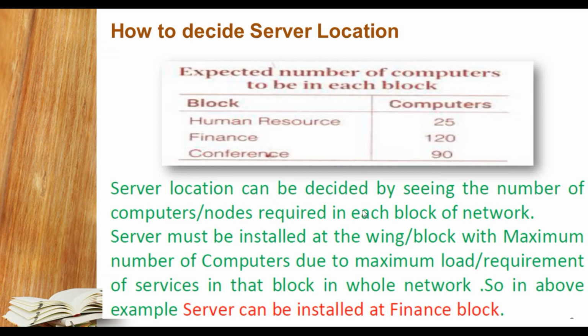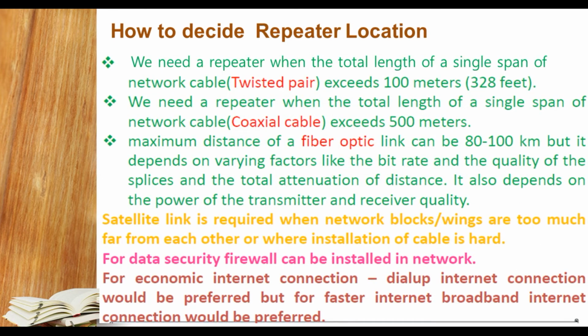The same way, server location can be decided by seeing the number of computer nodes required in each block of the network. Whatever computers are connected to the network are termed nodes. The server must be installed at the block with the maximum number of computers, due to the maximum load requirement of services in the whole network. So in the above example, the server can be installed in the finance block. The clue is that you have to install your server in the block where the number of computers is greatest.